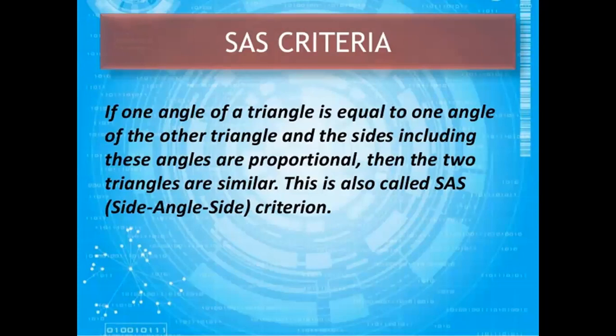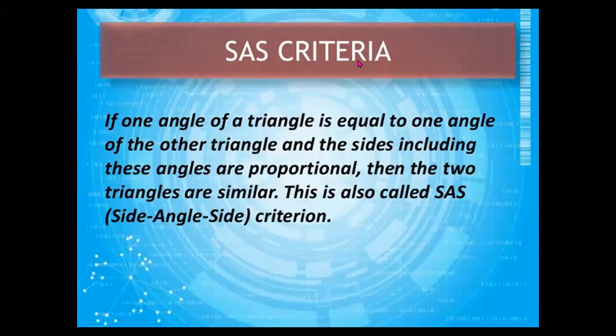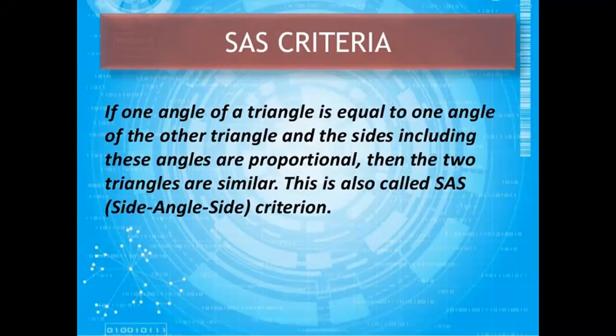SAS criteria: if one angle of a triangle is equal to one angle of another triangle and the sides including this angle are proportional, then the two triangles are similar. This is also called SAS, side angle side. Oh, why are you in such a hurry?